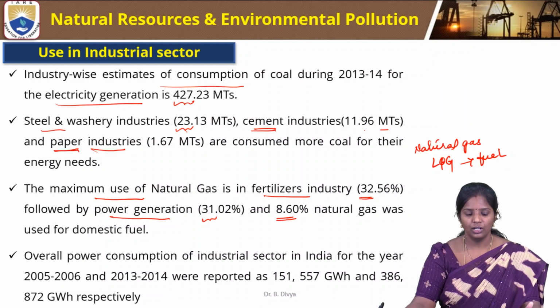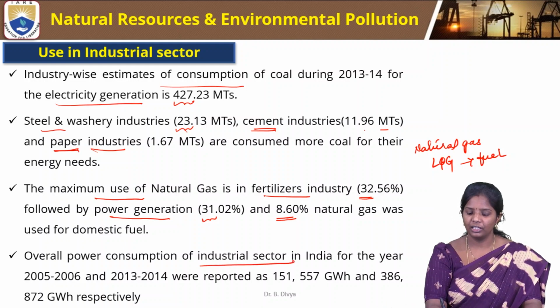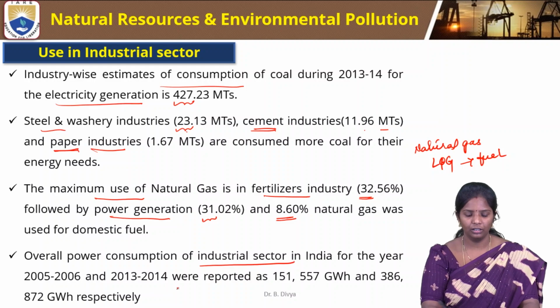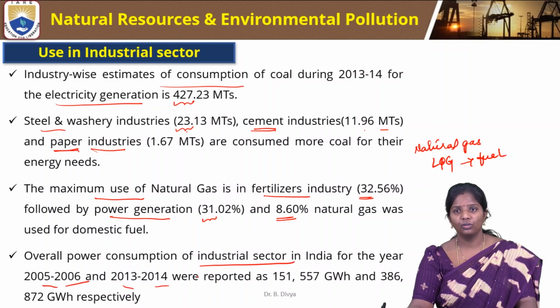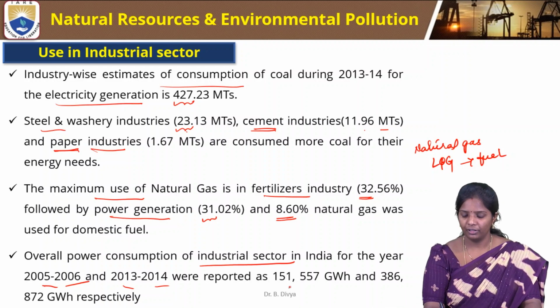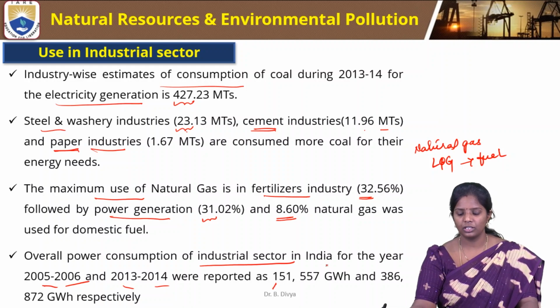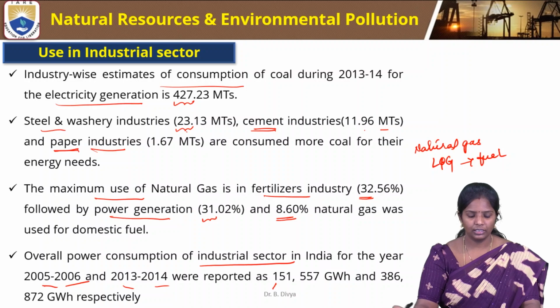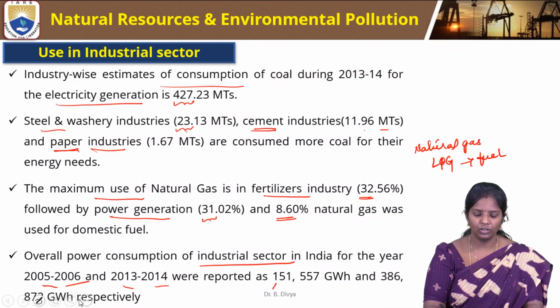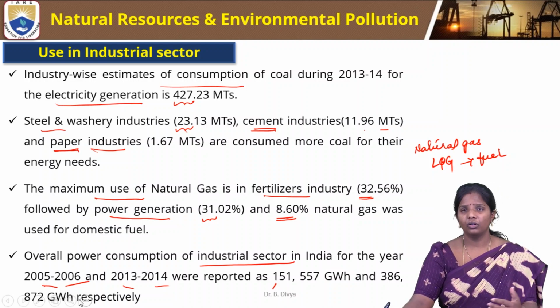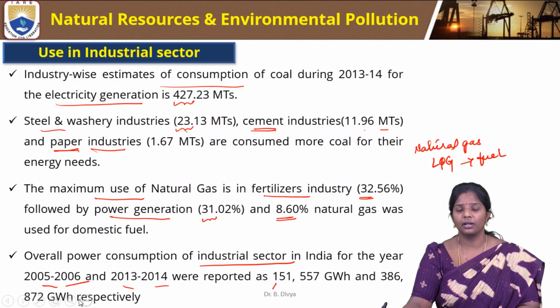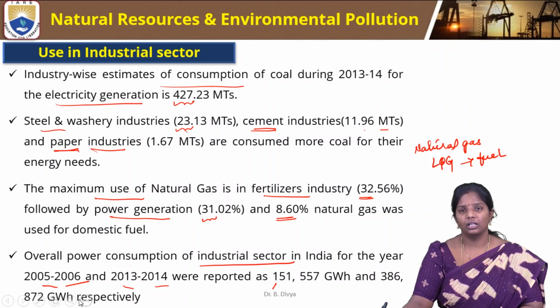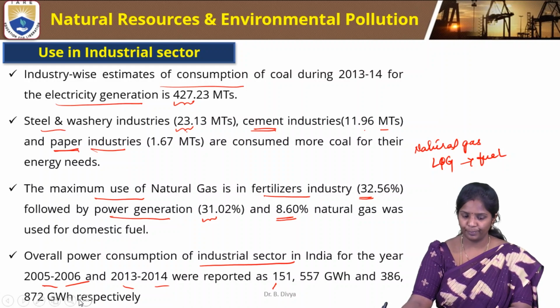Overall power consumption of the industrial sector in India for the years 2005 to 6 and 2013 to 14 was reported to be 1,51,000 gigawatt hours and 3,86,000 gigawatt hours respectively. So there is a lot of increase in the usage. If we see this number, there is a huge jump. It's almost a double jump in the use of energy in the industries.